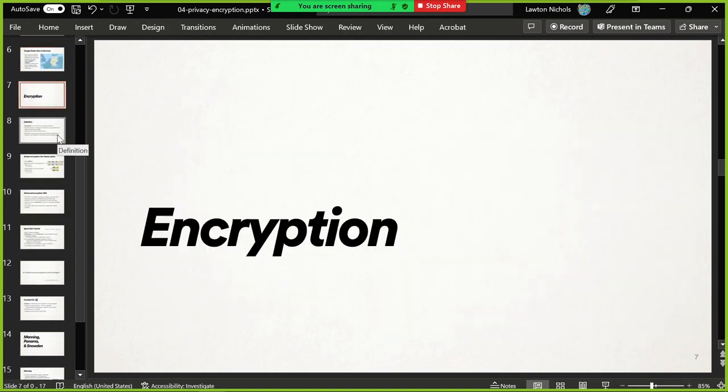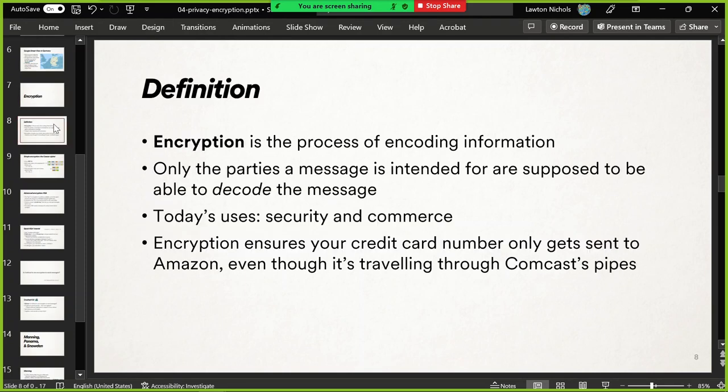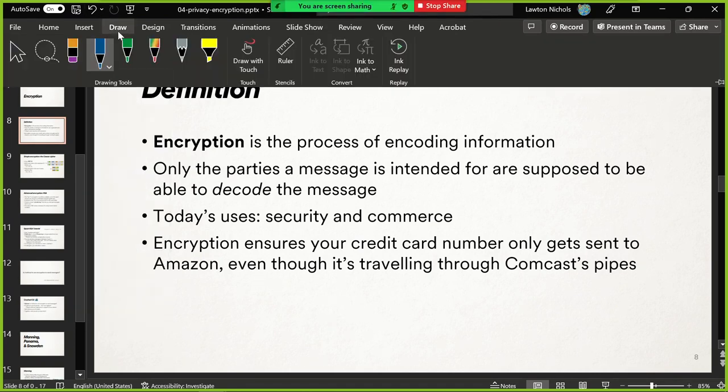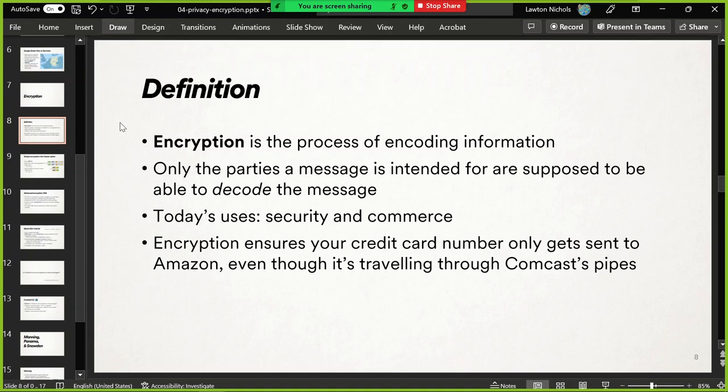All right, so let's talk about encryption now, because when we're on the internet, we want to make sure, when we go to our bank's website, that Comcast or anybody on my Wi-Fi is not looking at my bank statement and stealing my money. So how do you do that? How do you ensure that you encrypt all of your internet traffic these days?